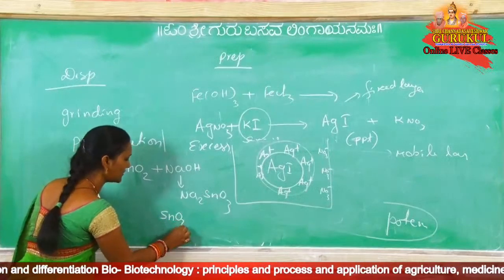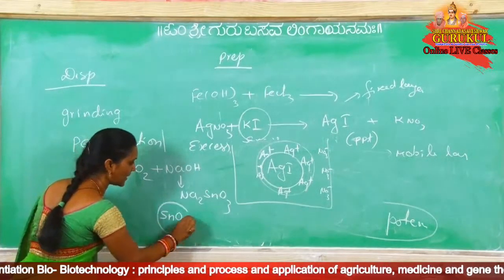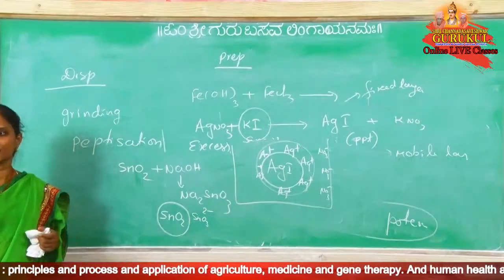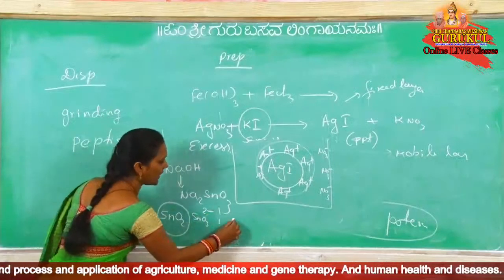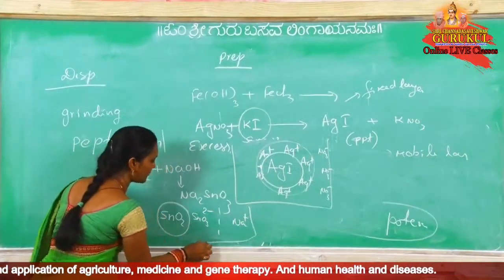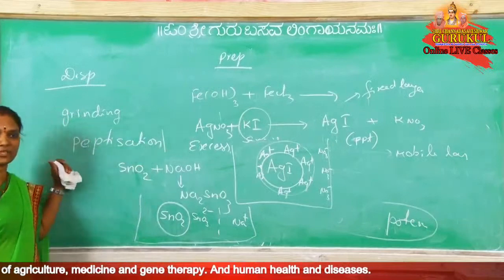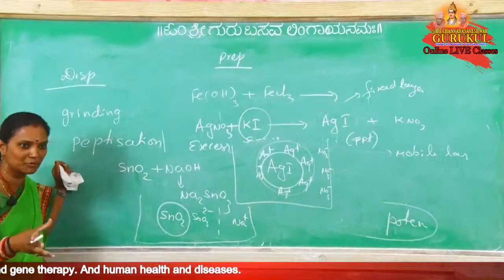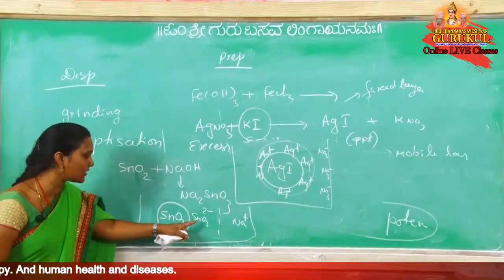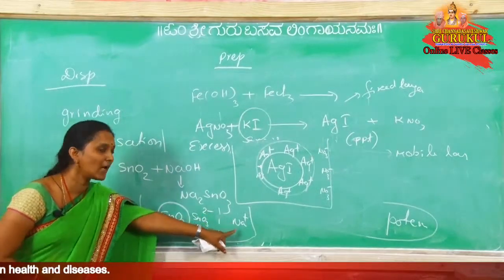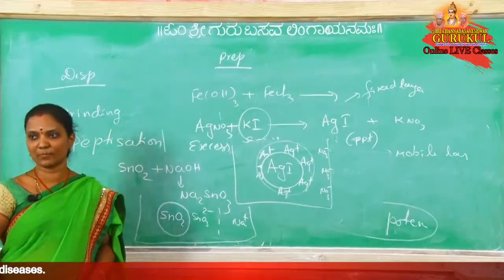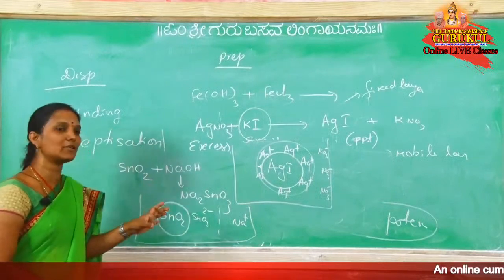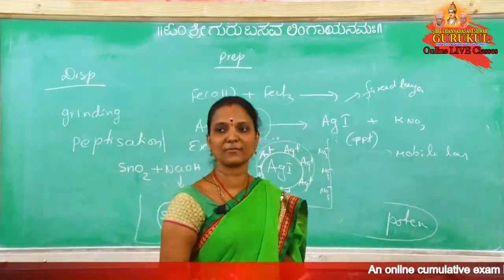This SnO2 colloidal solution formation is surrounded by SnO3 2 minus. Then Na plus is in the mobile phase. So the fixed phase is SnO3 2 minus, and the mobile phase is Na plus, because the product obtained is Na2SnO3. Then this SnO2 is surrounded by SnO3 2 minus and Na plus. Na plus forms a mobile layer, SnO3 2 minus forms a fixed layer. Now is this colloidal solution a negative sol or positive sol? This is also a very important one.